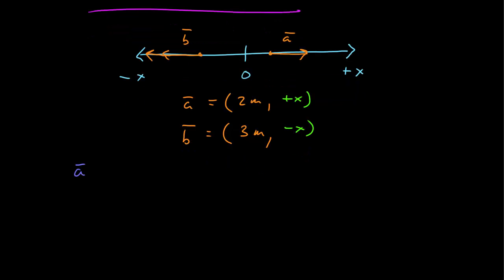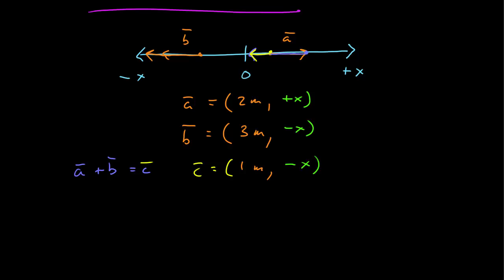If I now do A plus B is equal to C, I'll do the tail to tip method, bring the tail of B to the tip of A, and then draw it. The resulting vector from the tail of A to the tip of B will be that. And so C then will have a magnitude of 1 meter and points in the negative x direction.